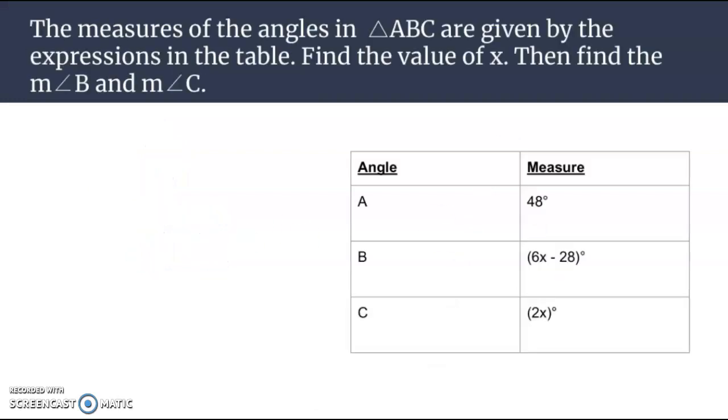Alright, these last two examples are a little more algebraic in nature. The measures of the angles in triangle ABC are given by the expressions in the table. Find the value of x, then find the measure of angle B and the measure of angle C. Now they tell us the measure of angle A is 48, but B has this expression, C has that expression. It's a matter of setting up an equation: 48, one angle, plus the other angle, 6x minus 28, plus 2x. We can set that equal to 180.